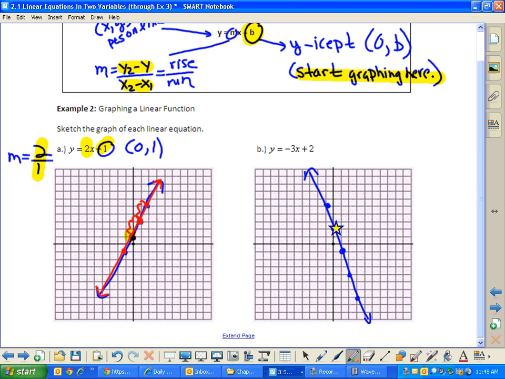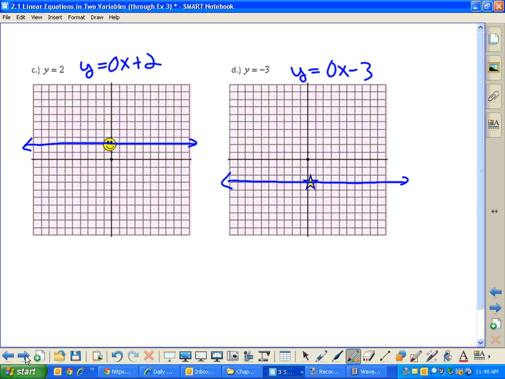Sometimes our lines aren't increasing or decreasing. Sometimes they just don't go up or down. Sometimes they're horizontal or vertical, like in the next examples. What you'll see in part C and part D are examples of constant graphs. There was no slope to these particular lines. Do you see how I put in a 0x there in my equations?